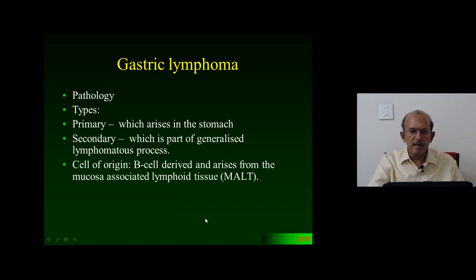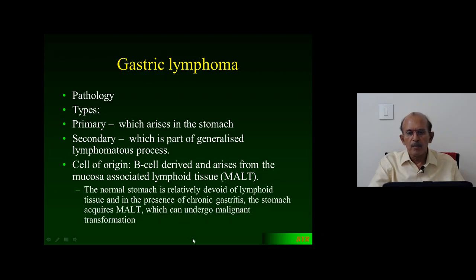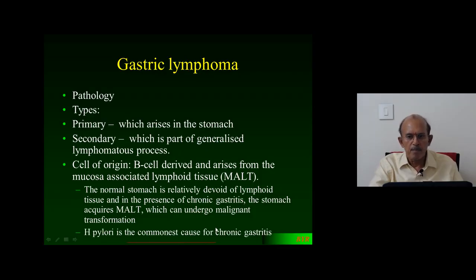Cell of origin, B cell derived, and arises from the mucosa associated lymphoid tissue. This is called MALT. The normal stomach is relatively devoid of lymphoid tissue, and in the presence of chronic gastritis, the stomach acquires this mucosa associated lymphoid tissue, which can undergo malignant transformation. H. pylori is the commonest cause for this chronic gastritis.